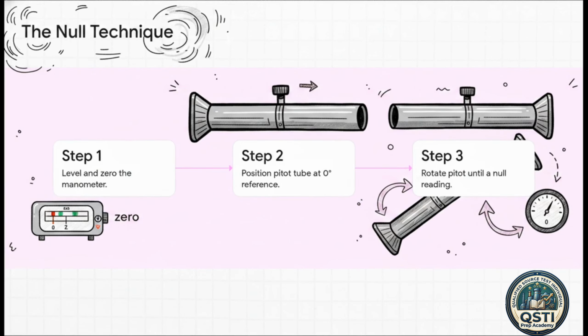So how do we actually test for this spinning air? Out in the field, we use what's called the null technique. Step 1, level and zero your manometer. Step 2, stick your Type S pitot tube perfectly straight into the flow. That's your 0-degree reference. If your gauge reads exactly 0, awesome, the flow is totally straight. But if you get a pressure reading, move to step 3. You rotate that pitot tube, yawing it left or right up to 90 degrees until the gauge finally hits 0. You have to record that exact angle of rotation for every single traverse point.